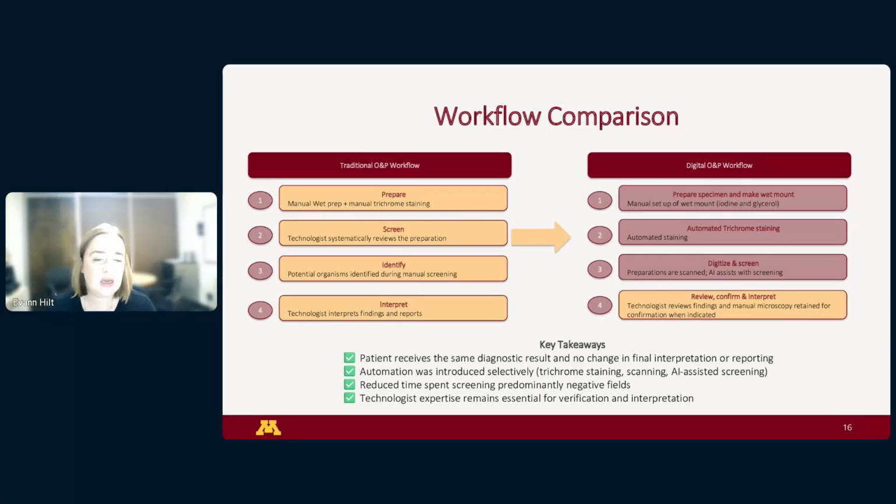But the big key takeaway that I want to stress is that this is not replacing our techs at all. We still need their expertise, and it's essential for verifying and interpreting what the AI-assisted screen is telling us. Their expertise is maintained, and that is what I want to stress here with implementing this technology.